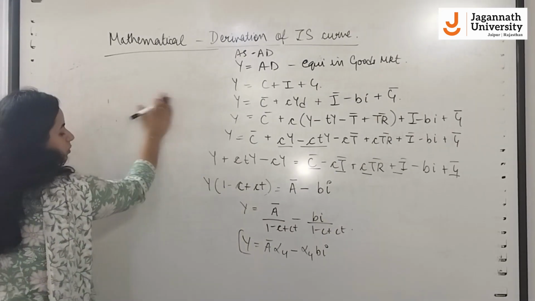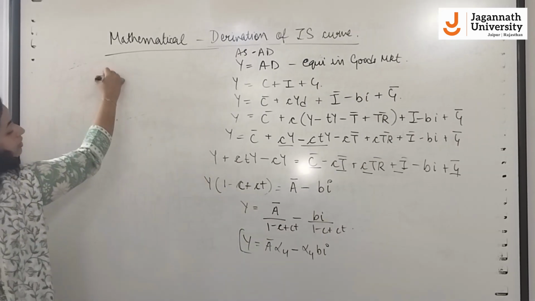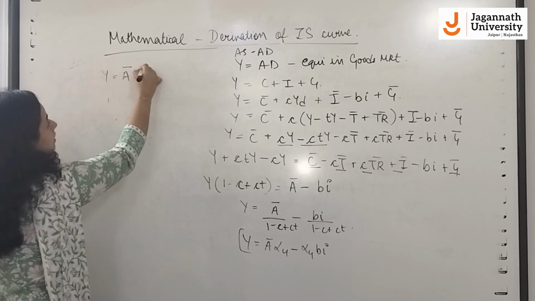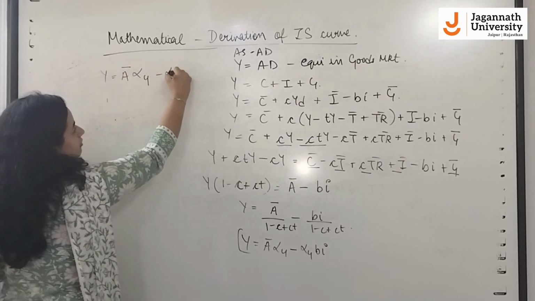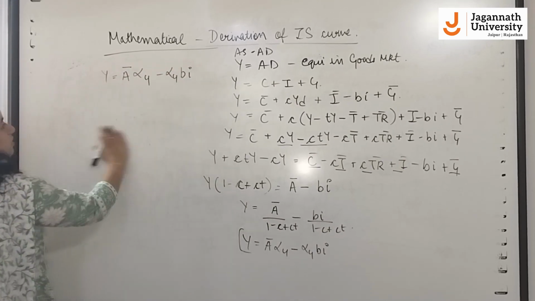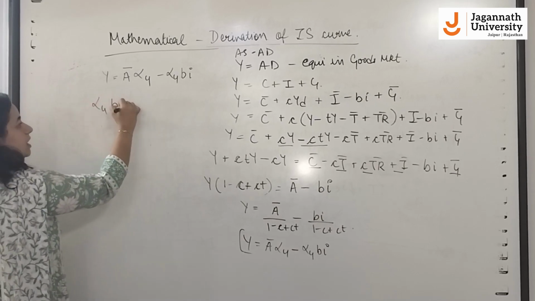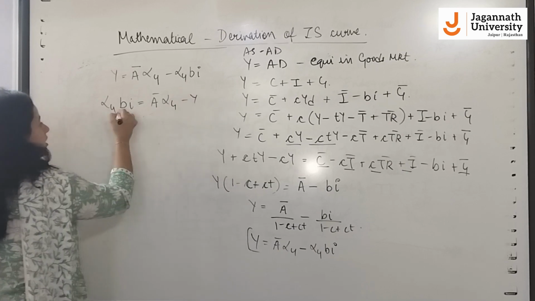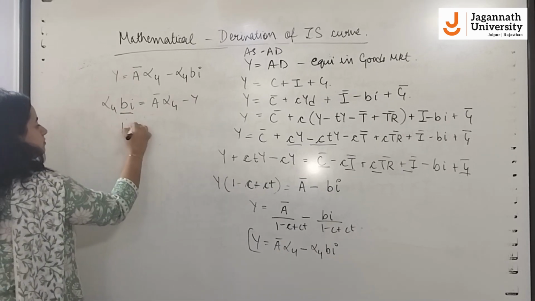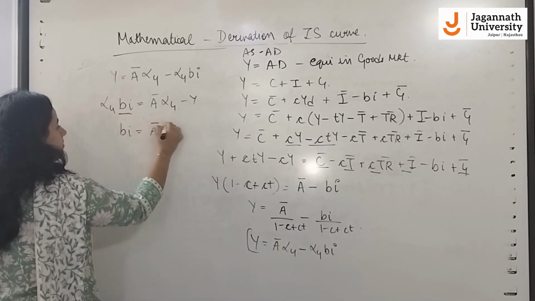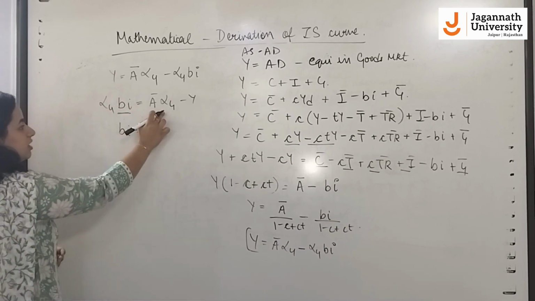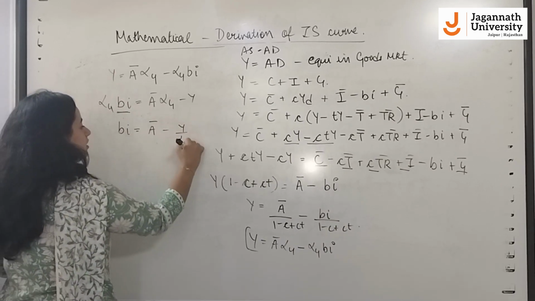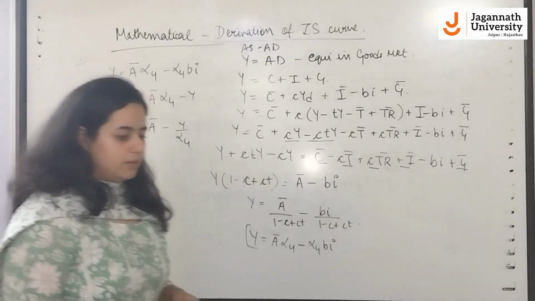Now we know that for the IS equation I need to single out I. So what can I do? I am rewriting this equation here. Y is equal to a bar alpha g minus alpha g Bi. So I take this on this side. Alpha g Bi is equal to a bar alpha g minus y. To bring out Bi, it goes a bar alpha g, alpha g will cancel, minus y by alpha g.